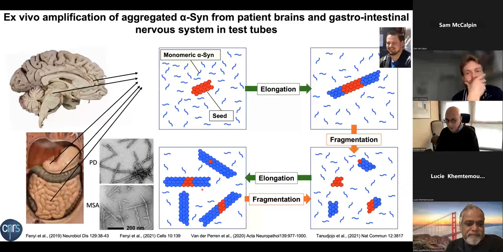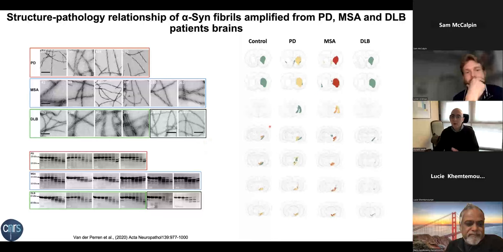So I won't talk about the structural characterization of these fibrils, but I will simply show you that when we amplify aggregates from PD, MSA, and DLB patients, they differ from each other. They have more or less the same properties when they are amplified from one kind of disease. In other words, the fibrils amplified from the PD cases have the same properties, from MSA cases have the same properties, and from different DLB cases have the same properties.